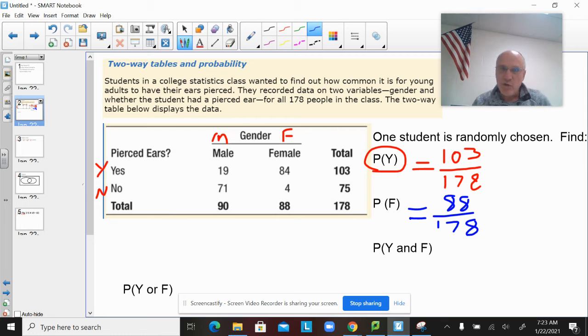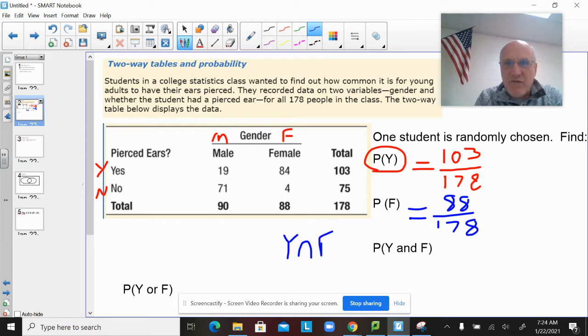Now, these next two, it's really important that you understand what they're asking and how to find it in the two-way table. One says probability of Y and F. One says the probability of Y or F. Now, I'm not sure what you've done with set notation, but Y and F could also be written as Y intersect F. That's the same thing. The overlap, the intersection. And then the one over here on the left, Y or F, that's the union of two sets.